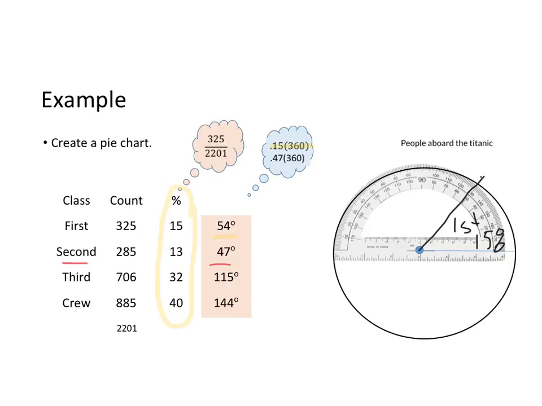passengers, we found that 13% of ticket holders were third class. 13%, uh-oh, I have a typo. That makes me sad. It should be 13% of ticket holders were first class. If I were to take 0.13 times 360, that gives me my 47 degrees. So I'm going to line my protractor up on my newly created radius and go through the same process.